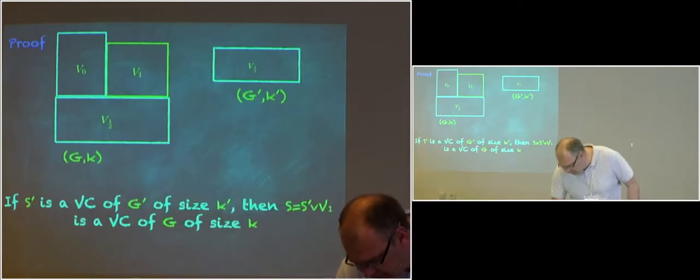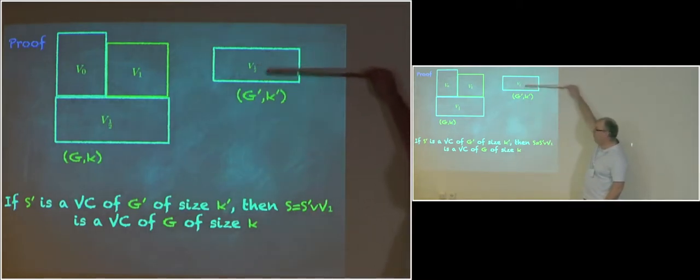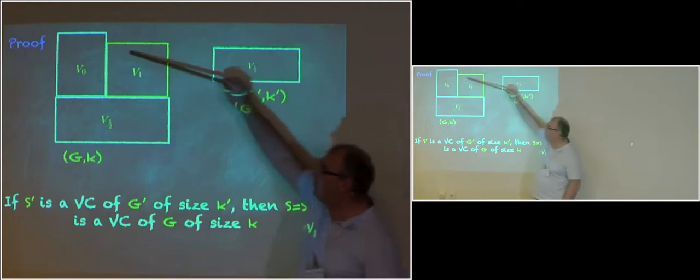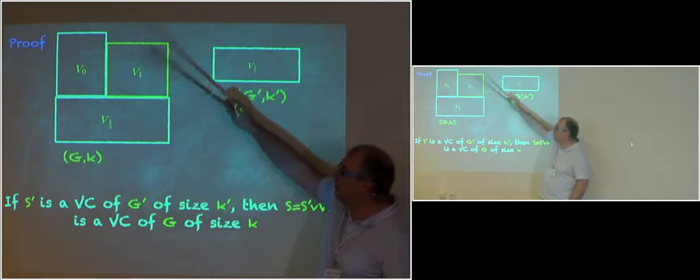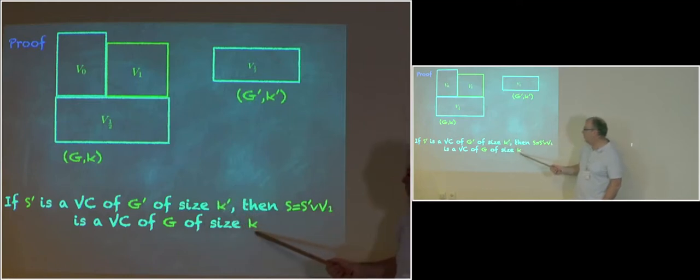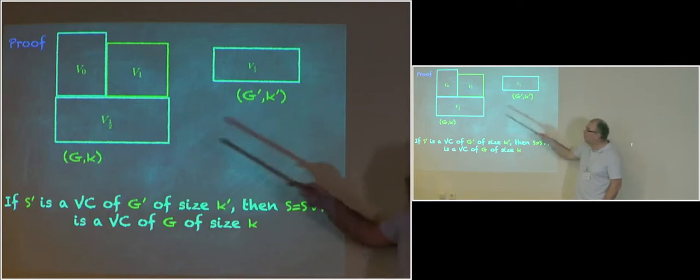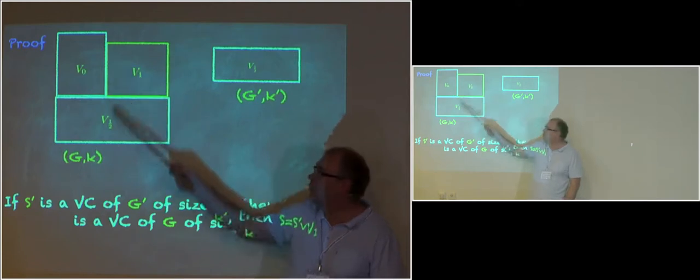Okay, so why are the instances equivalent? First of all, if I take a vertex cover here of size K prime, then I claim that if I add V1 to this vertex cover, then I will have a vertex cover of the original graph. Well, why? The size of this vertex cover will be K, because K prime is K minus the size of V1. And why is it a vertex cover? Because V0 is an independent set, right?